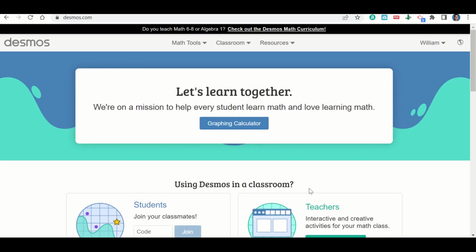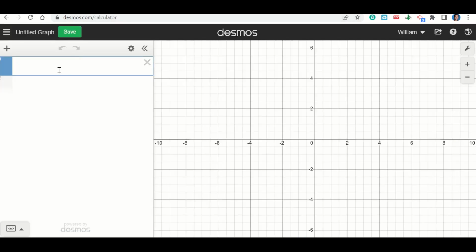Let's talk now about how to check our work with linear equations using Desmos. So what we're going to do is go to desmos.com, just like this, and click on the link that says Graphing Calculator. And over here on the left side, we can enter any linear equation and it will graph it for us. So let's try y equals 2x minus 4. Well, as we can see, it graphs it for us. We can check that against whatever we did on our assignment.